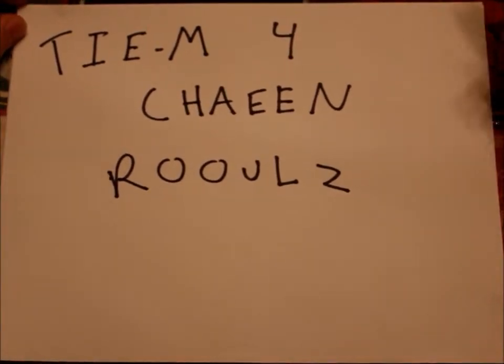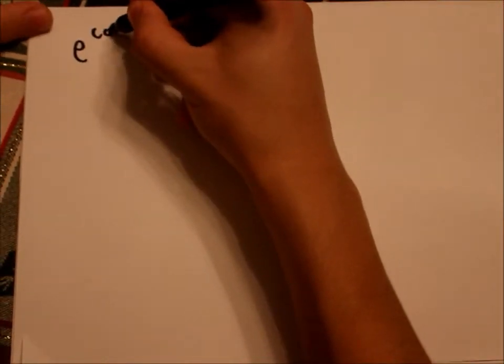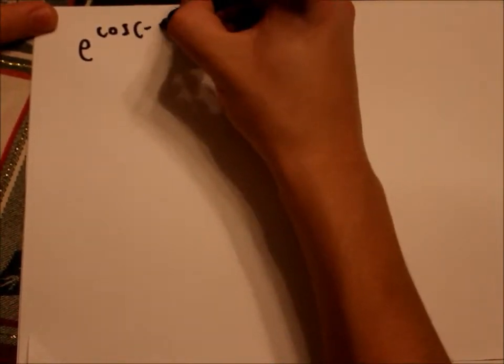So we're moving on to chain rule. Okay, so our first example, let's go with e to the cosine of negative x.